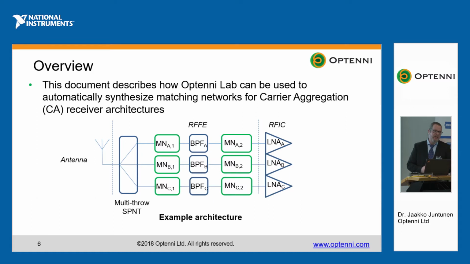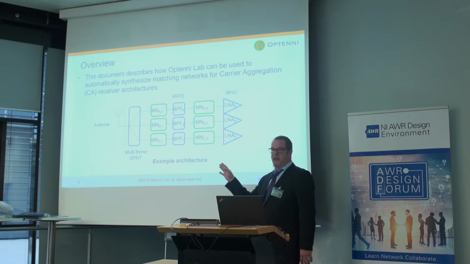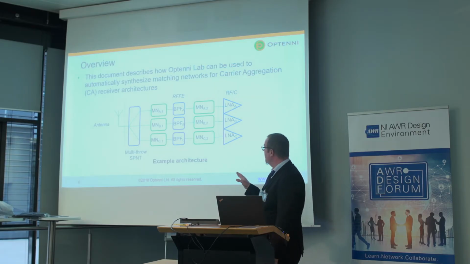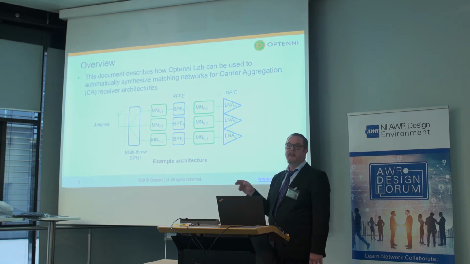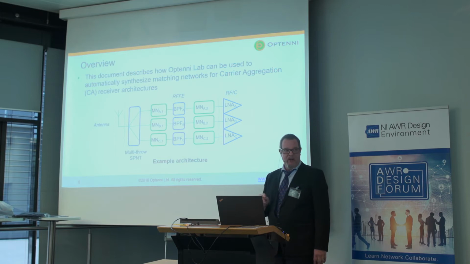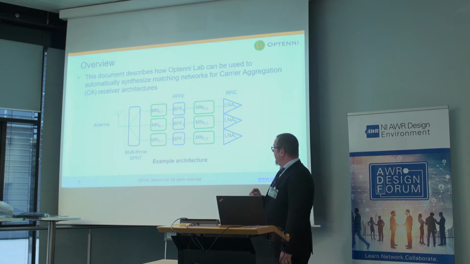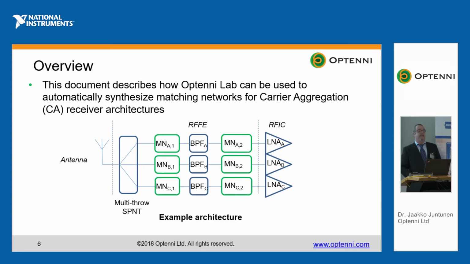So coming to this presentation overview, what is the problem that I want to describe and what can we provide to solve that problem. A simplified receiver diagram could be something like this: we have an antenna, the receiver antenna, then we have a switch which dynamically switches between different branches, which is called carrier aggregation.